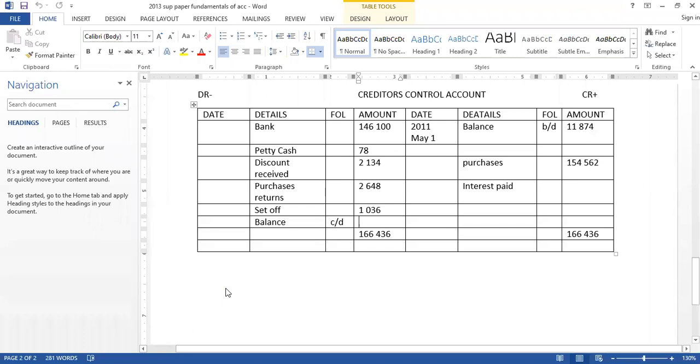So yesterday we ended at question 2 of the 2013 Fundamentals of Accounting Supplementary Question Paper, where we looked at control accounts. So we're dealing with control accounts, and my connection just failed, totally. I lost connection, and so we're dealing with the creditors control account, where we're actually failing to add up the amounts.